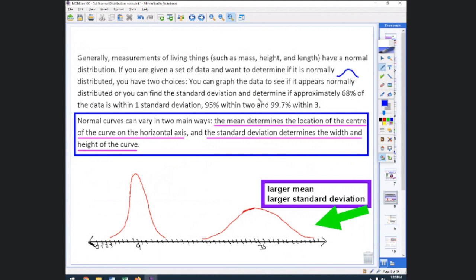Or you can find the standard deviation and determine if approximately 68% of the data is within 1 standard deviation, 95% within 2, and 99.7% within 3. So, as I said before, if we had n, which is the number of pieces of data, to be 100, within 2 standard deviations, that would be 95 of those 100, 99.7, so we could say 99 or 98. And here we would say 68 of those pieces of 100 data.